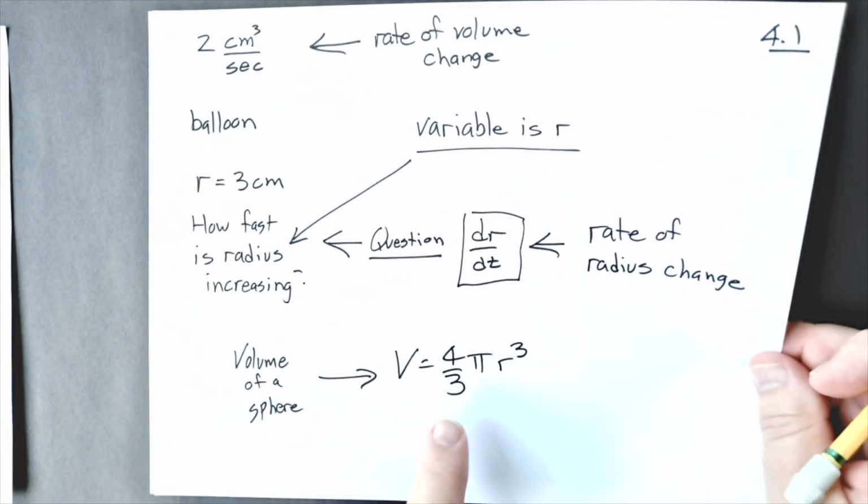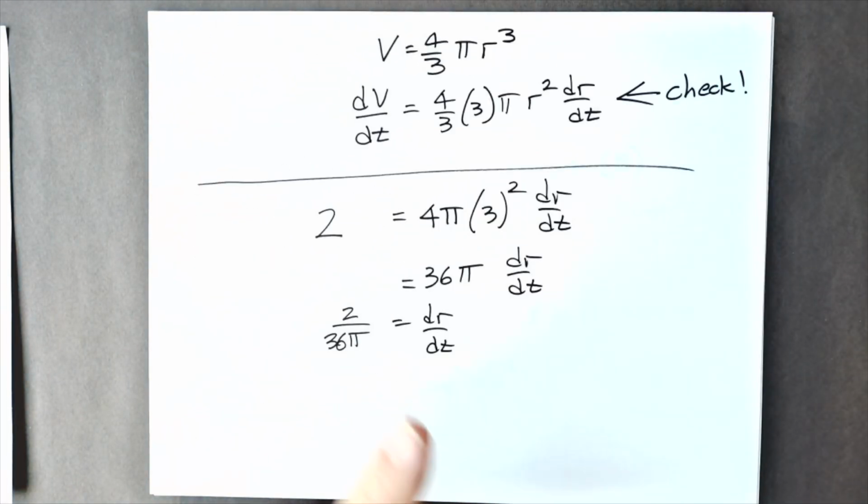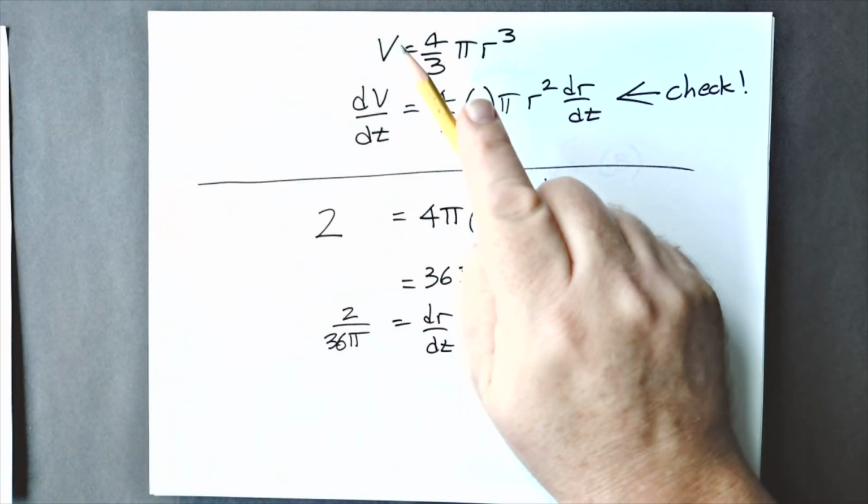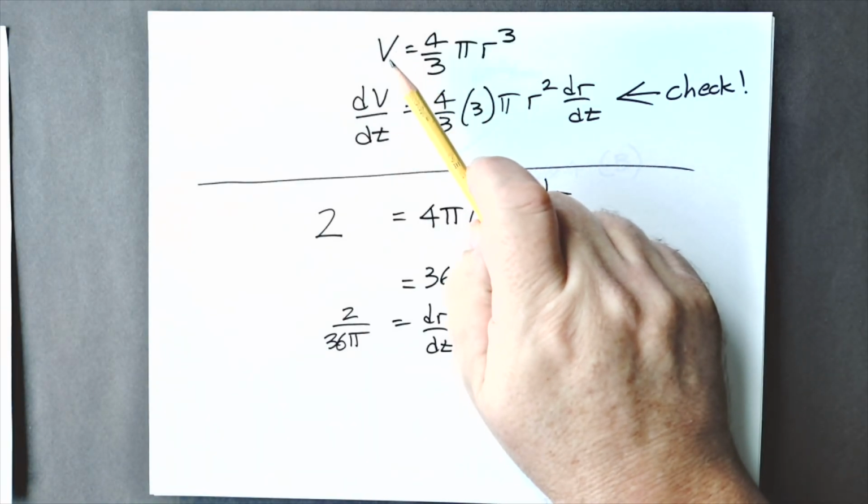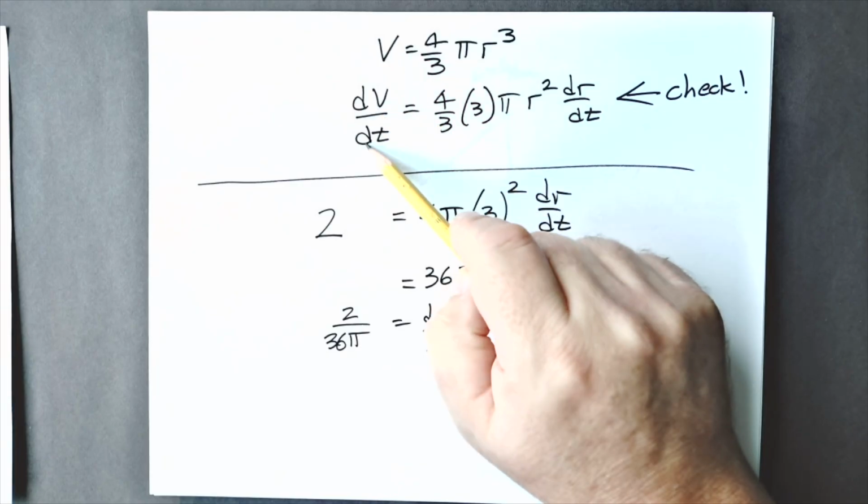Now, once we have that, we're going to take the derivative of it. We take the implicit derivative with respect to time. So the derivative of V is dV/dt.